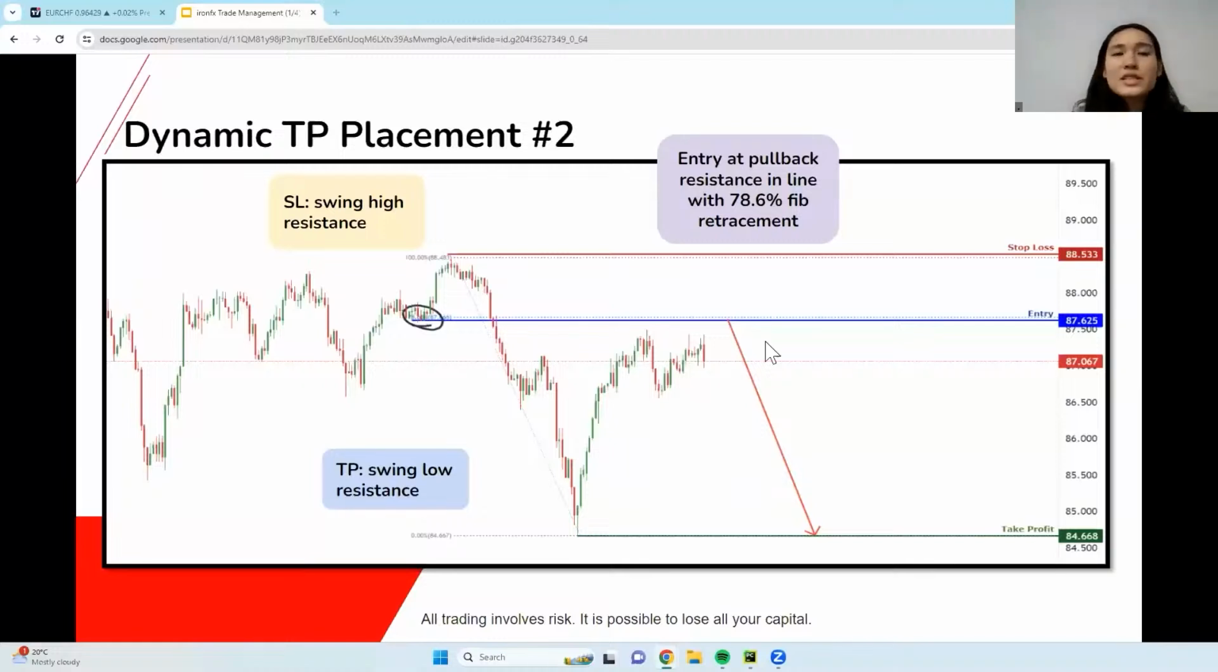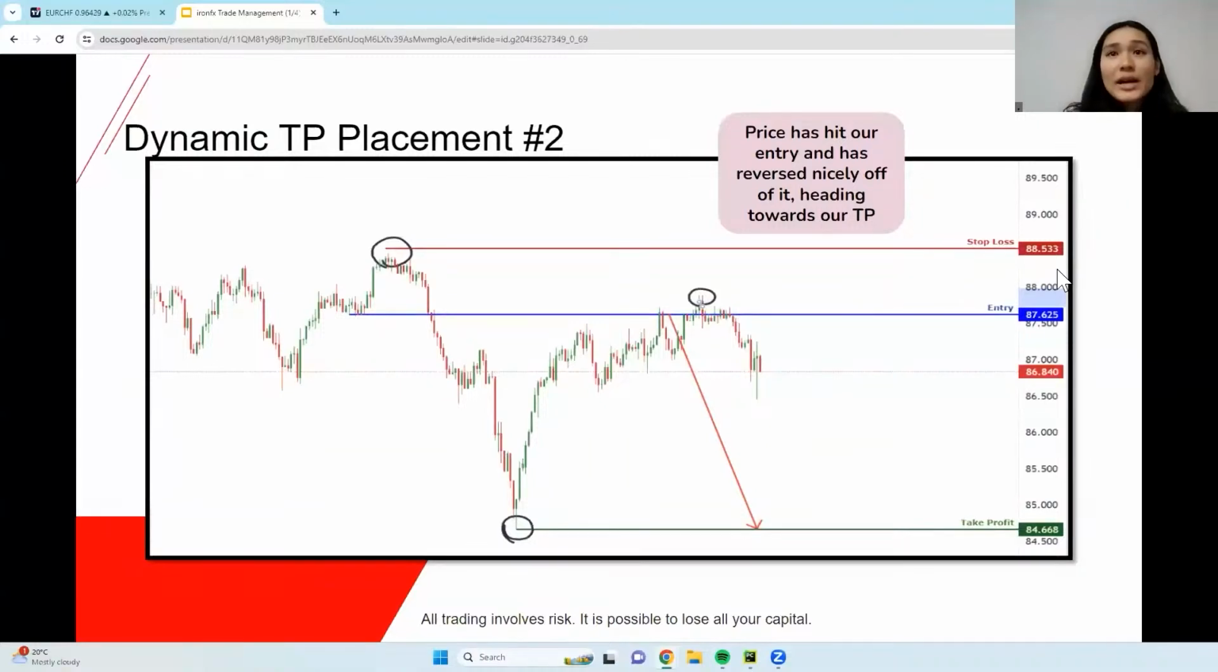So we're expecting price to reverse off of this entry level here, and our take profit is at the swing low support at the 84.668 level. Meanwhile, our stop loss is at the swing high resistance over here at 88.533.